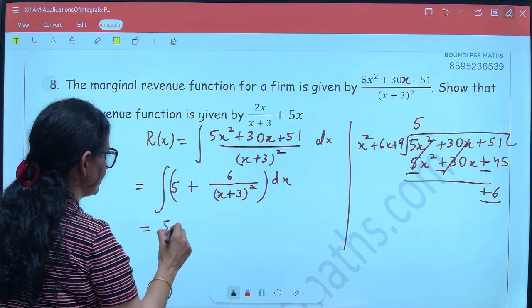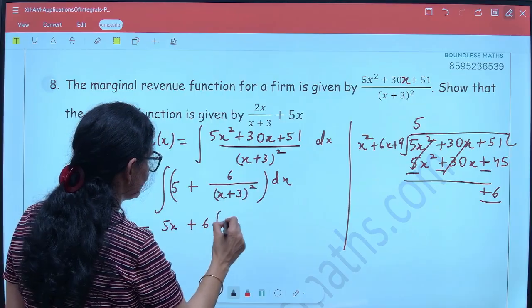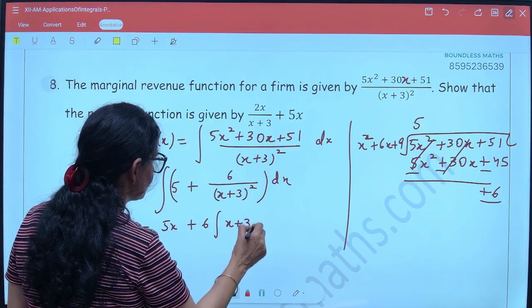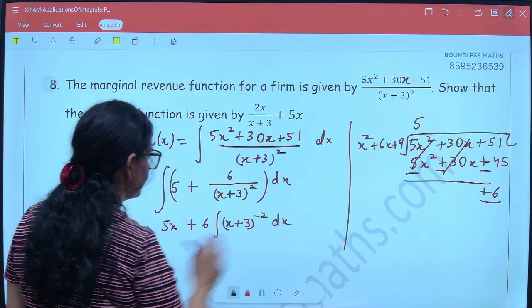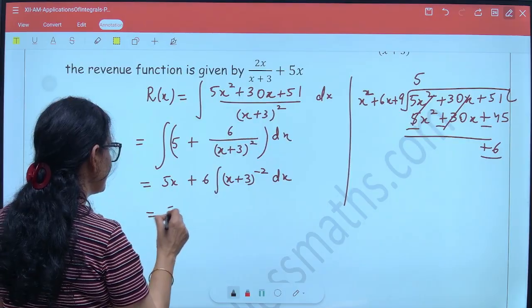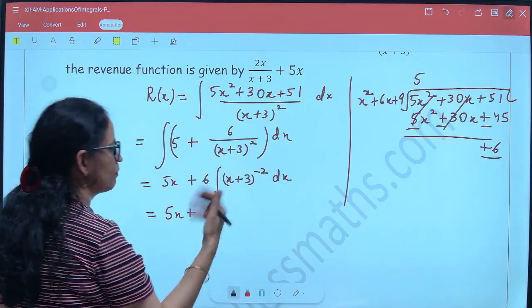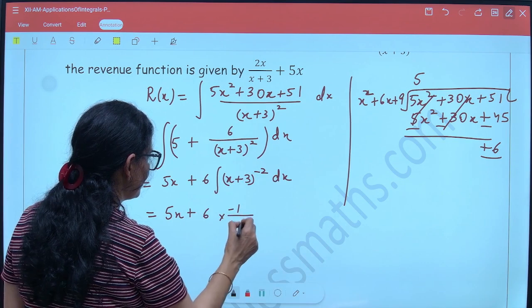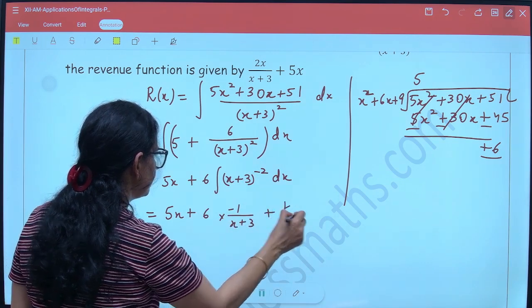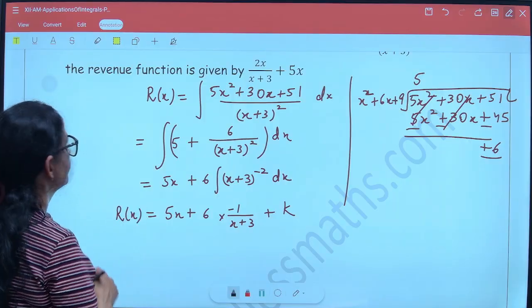So let's integrate it. 5x plus, keep the constant by the side, 6 times the integral of (x plus 3) to the power minus 2 dx, right? So this becomes 5x plus 6, and what is the integral? Minus 2 plus 1 becomes minus 1. So that means it is minus 1 upon x plus 3 and then the constant of integration. This is the revenue function.